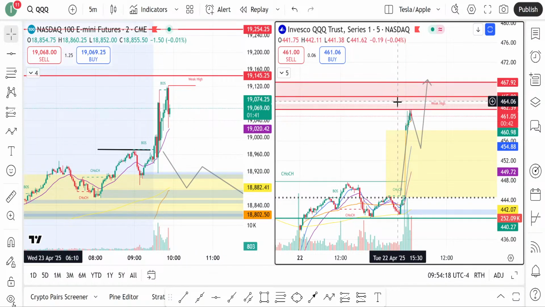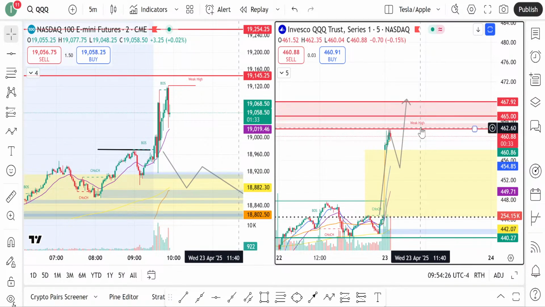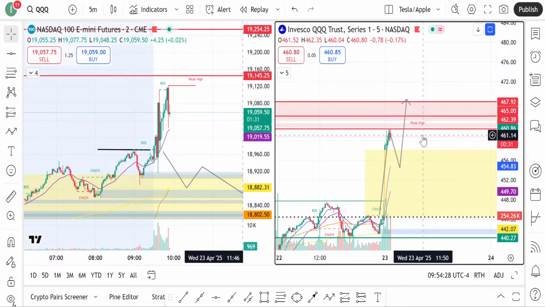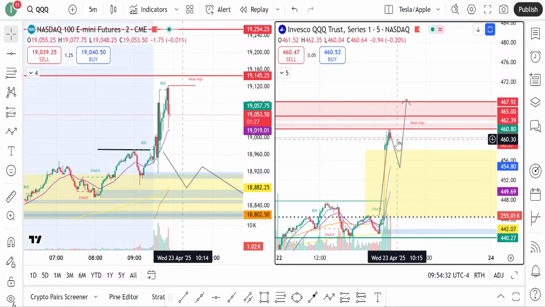Uh, 464. It could turn around at any of these levels. But what we want to do, so we catch the timing, so we catch the wave, is that we have to see structure-wise that the sellers are in control.